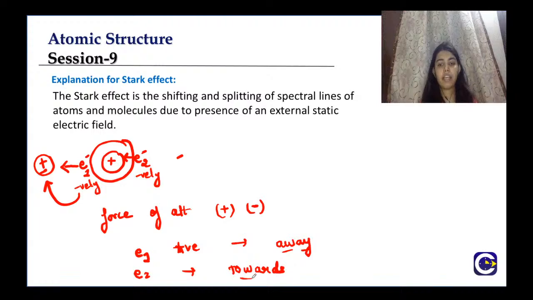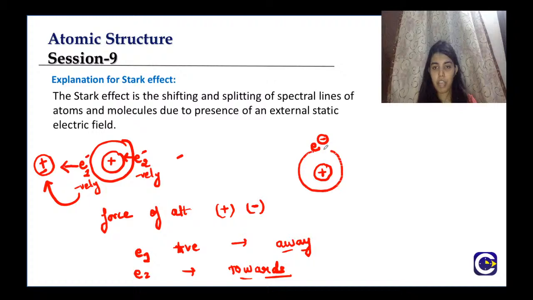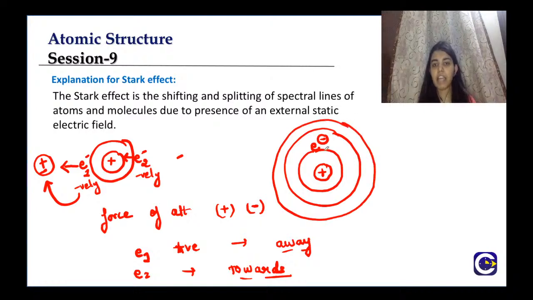We have already studied that the greater the distance of the electron from the nucleus, the greater its energy. For example, this is the first shell, then we discussed the second shell, then the third shell. As we increase the orbit number, the electron's energy is increasing. So here also, E1 is moving away from the nucleus, therefore its energy would increase now, right?